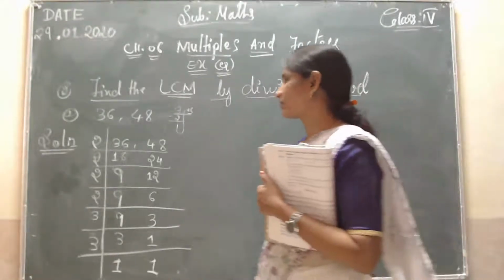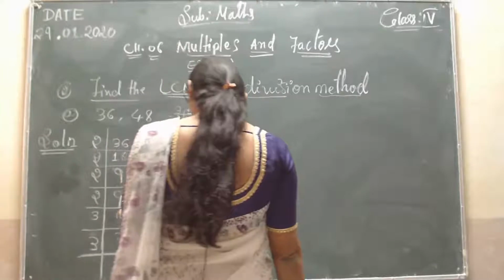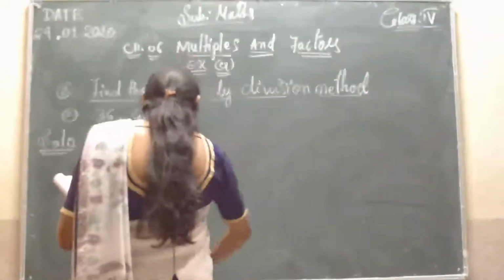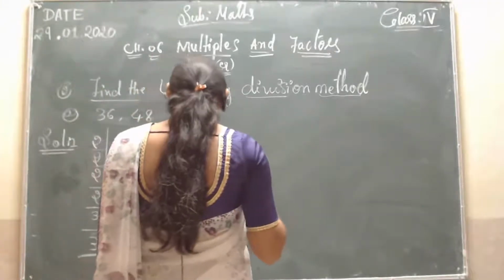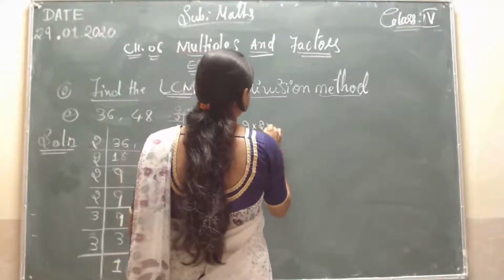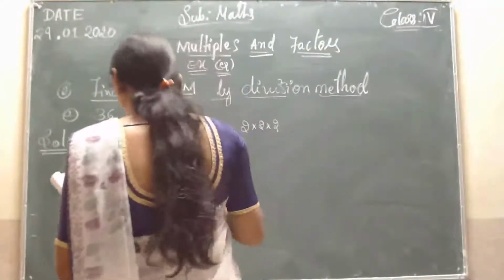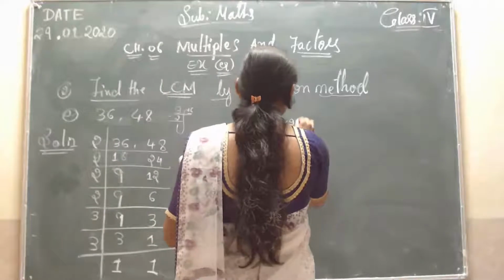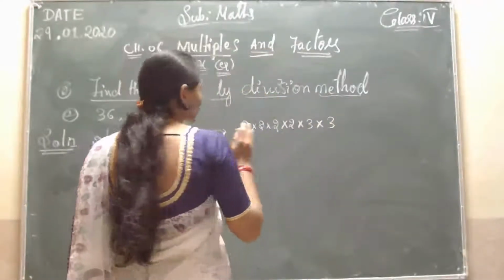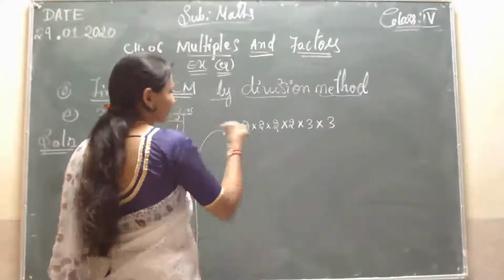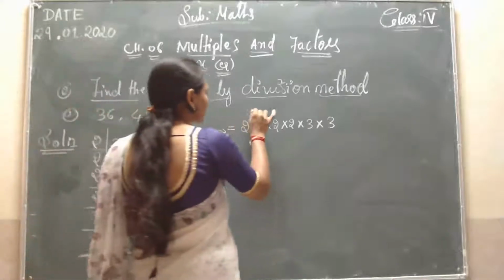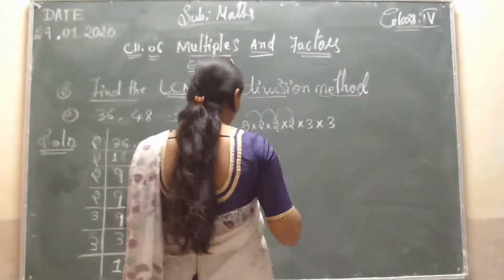Students, now in the next step you have to write the multiple of all the prime factors. What are the prime factors? First is 2. How many times is 2 multiplied? 4 times, you have to write it 4 times. Next is 3, that is 2 times. Now you have to multiply these factors of 36 and 48. 2 twos are 4, 4 twos are 8, 8 twos are 16.